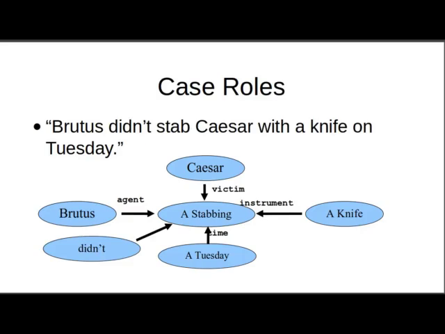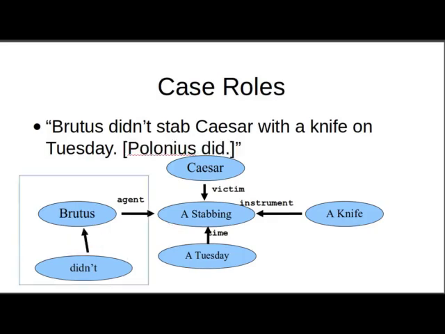But there's still some complications. There are other modifiers that may be a little more challenging. What if we want to say that Brutus didn't stab Caesar with a knife on Tuesday? How do we do that? Well, if we just have a didn't node or a not node, and we connect that with the stabbing, it's unclear what that actually means. Now, we can decide that it means one thing or another, but the key thing is that how do we keep that statement clear and consistent as we continue adding things to our graph? So let's take a look at that.